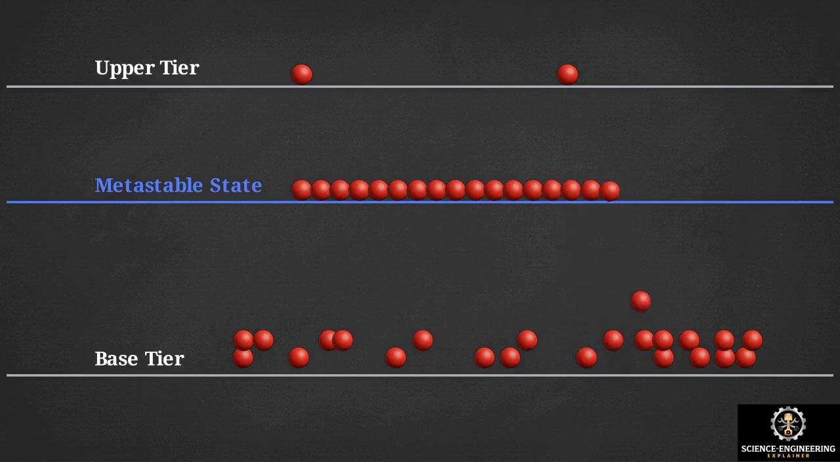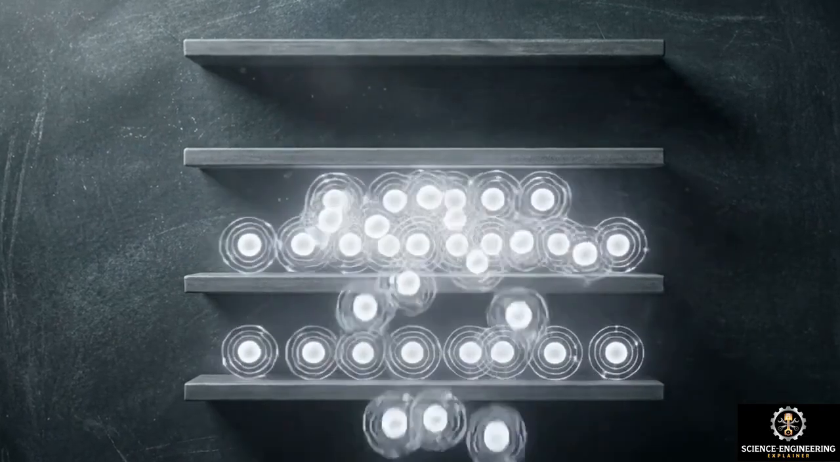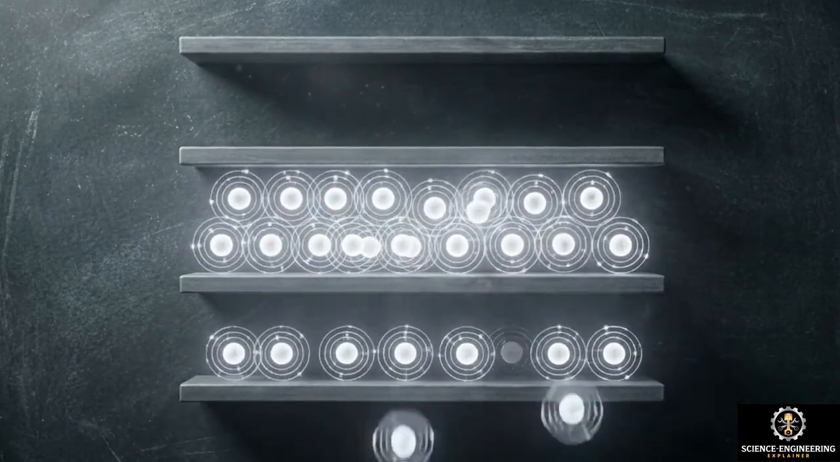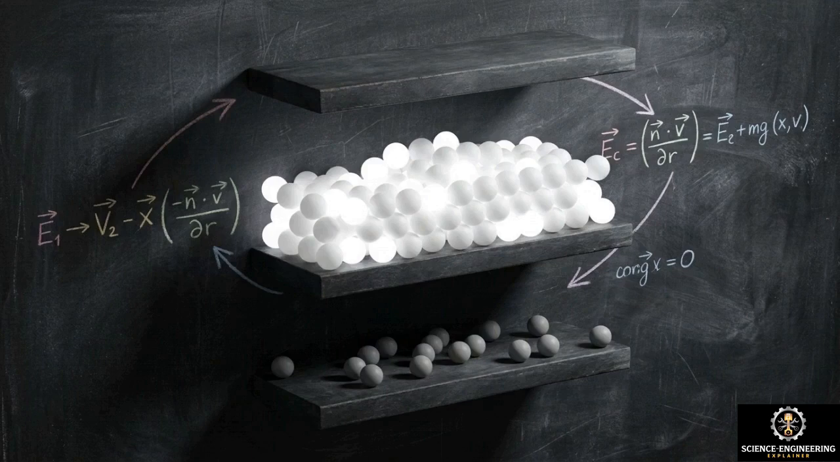Because the atoms linger on this upper shelf, they begin to accumulate. Eventually, the number of excited atoms suspended in the metastable state surpasses the number of atoms sitting at the ground state. This non-equilibrium condition is called population inversion. It is the mandatory requirement for generating a laser beam.